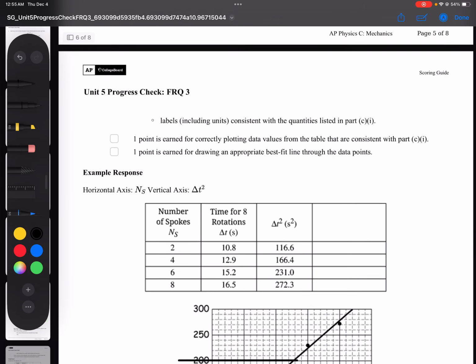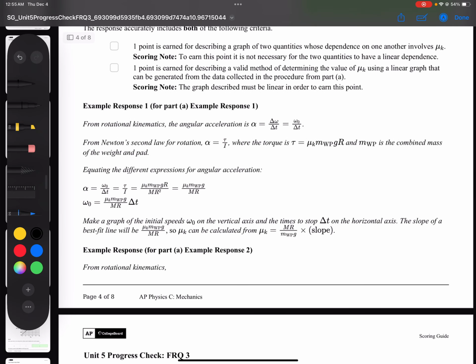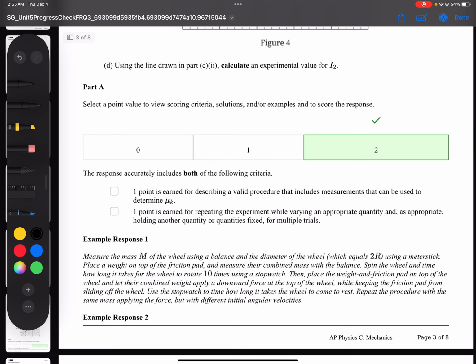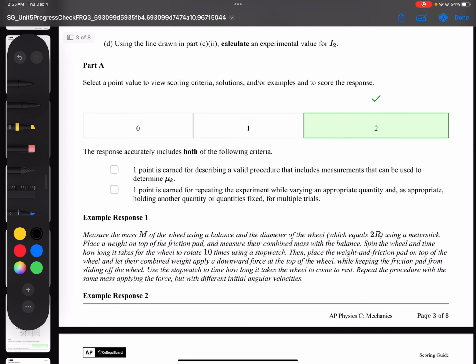So let's see some of the example responses they had. Is this one it? No, it's this one. So they measure the mass of the wheel using a balance. Okay, they measure the diameter of the wheel. In this one they place the friction pad on top. They spin the wheel. They allow it to rotate 10 times using a stopwatch, and then place the weight on the friction pad on top, and then the combined downward force on the wheel is what actually slows it down to a stop. They measure the time, and then they repeat this procedure with the same mass applying the force, but different initial angular velocities.